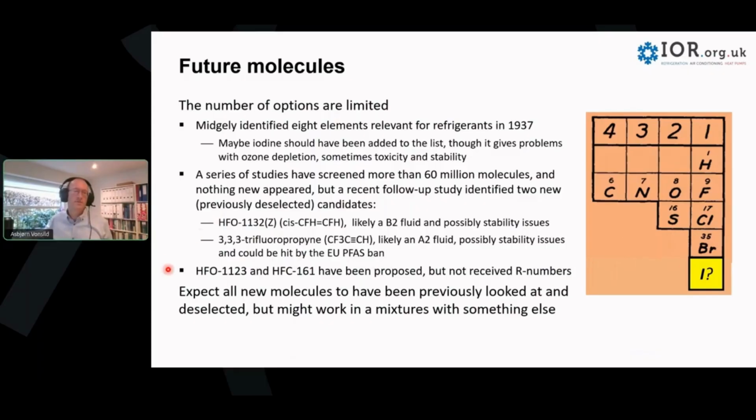Then in addition to this, we have proposals or have seen proposals to use 1123 and 161, but neither of these have actually been getting an R number in ASHRAE or ISO. But if we look at this, then you can see that all the molecules that are being proposed at the moment have actually previously been looked at, and they have previously been deselected. But now people are thinking, okay, since we don't have anything else, maybe there's something that could be useful in a mixture with something else.